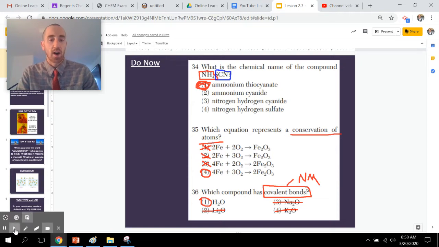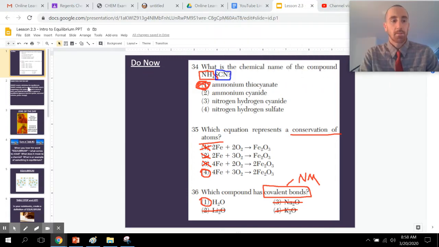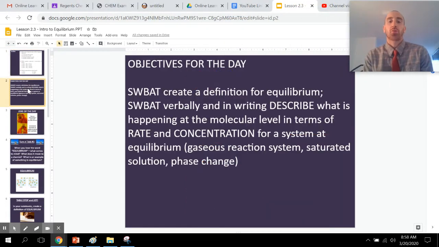Let us move on. Let's see if I can slide this over here. Okay, our objectives for the day: to create a definition for equilibrium, and we're also going to verbally and in writing describe what is happening at the molecular level in terms of rate and concentration for a system at equilibrium. It's a lot of new words there. We will get to it.